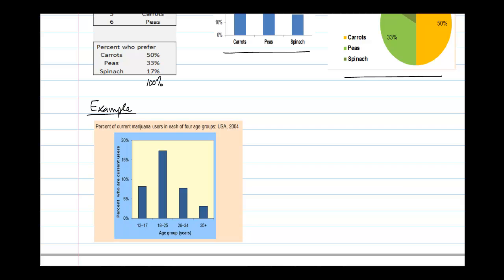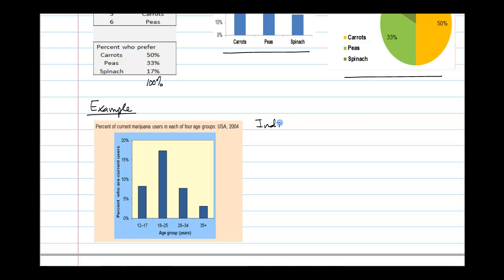Okay, so here's our graph. Let's see what we can come up with. First of all, the heading on this graph is we're looking at the percent of current marijuana users in each of 4 age groups, and this is from data in 2004. The vertical axis is giving us the percentage who are current users, and the horizontal axis are giving our age groups. And so first of all, who or what are the individuals? That's the first question we want to ask.